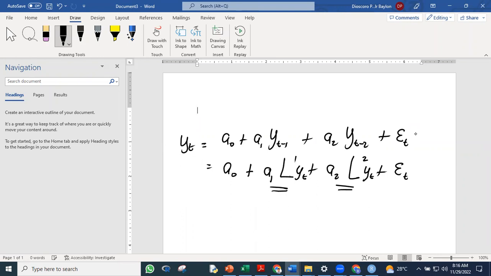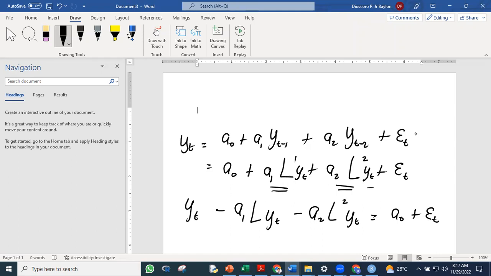Yan. L squared y sub t, L1 y sub t. Ibig sabihin ng log 2 ng y sub t, log 1 ng y sub t. So we can rewrite this, we can put this to the other side: y sub t minus a1 L y sub t minus a2 L squared y sub t. Yung 2 dito, ibig sabihin log, no? That's equal to a sub o plus epsilon sub t.